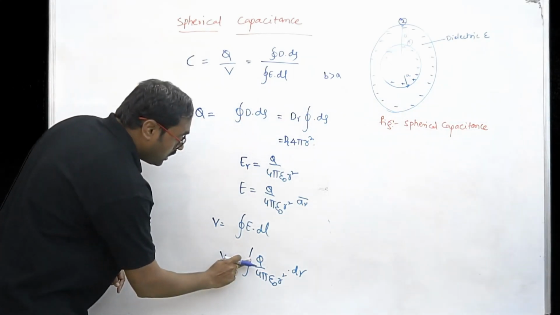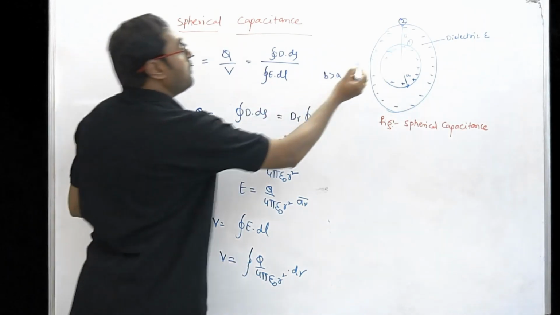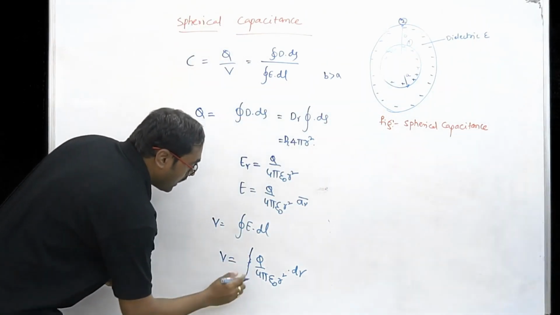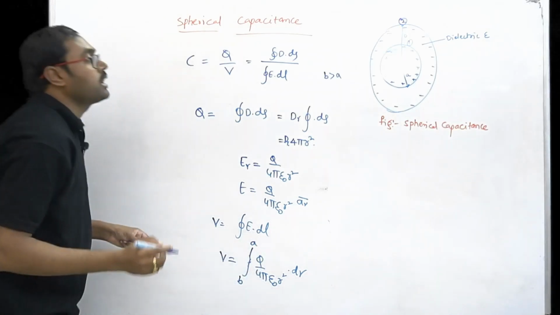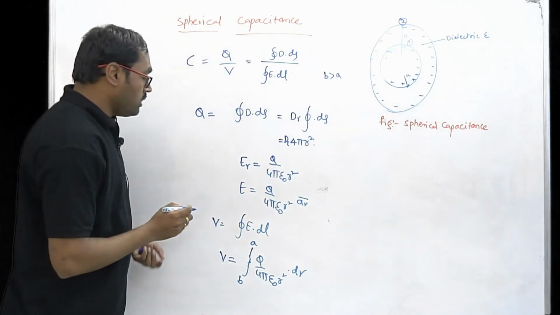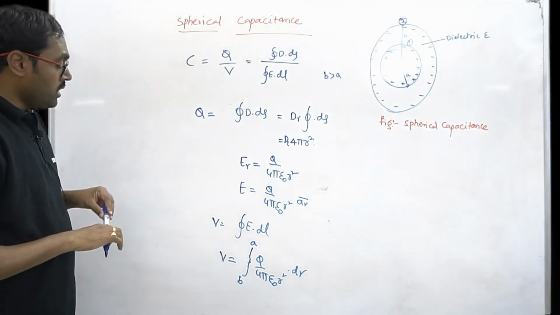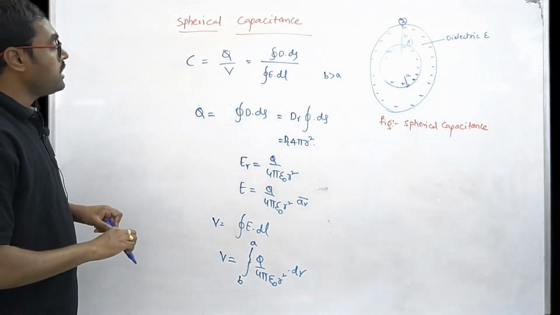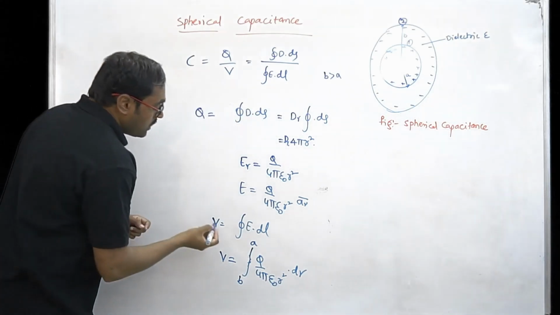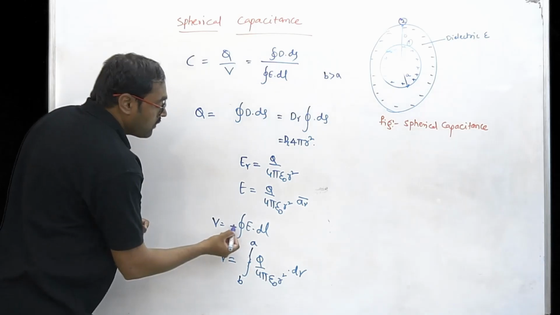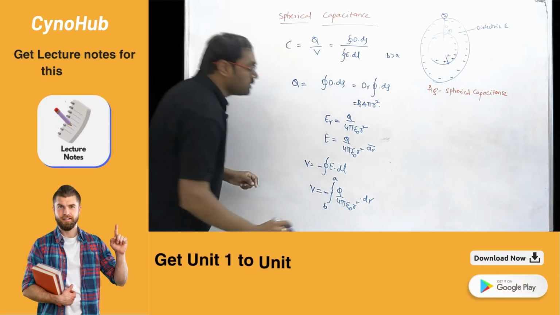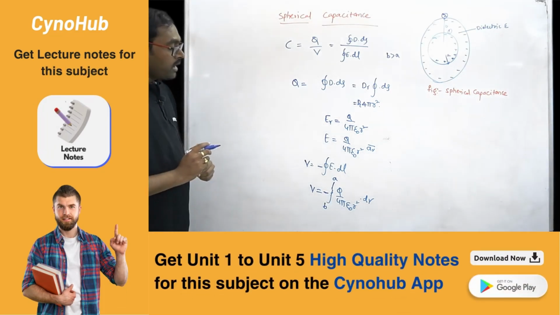And for the limits, we can write it as a line integral from B to A, minus to plus B to A. This is the capacitance equation, so we take the absolute value only. For a potential equation we need to take the minus symbol compulsorily. Then V is equal to minus integral Q by 4 pi epsilon naught into R square.